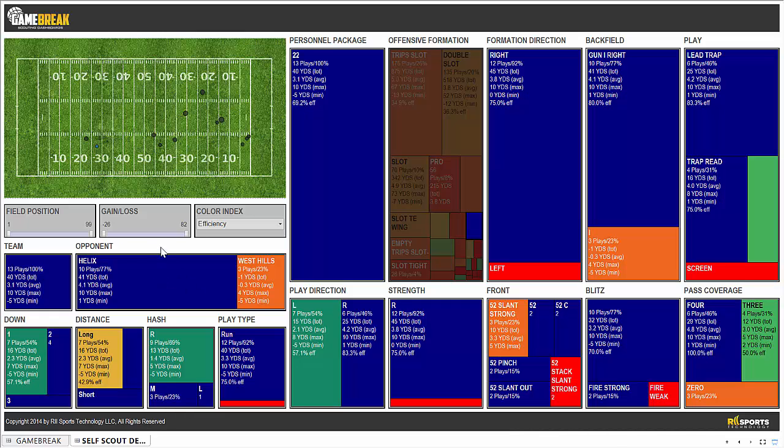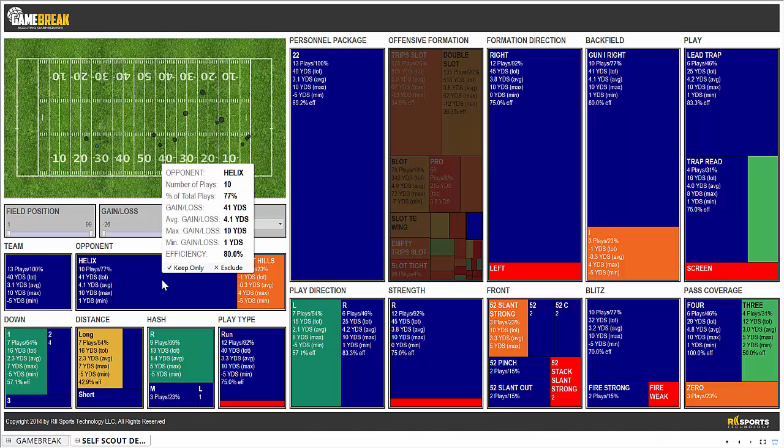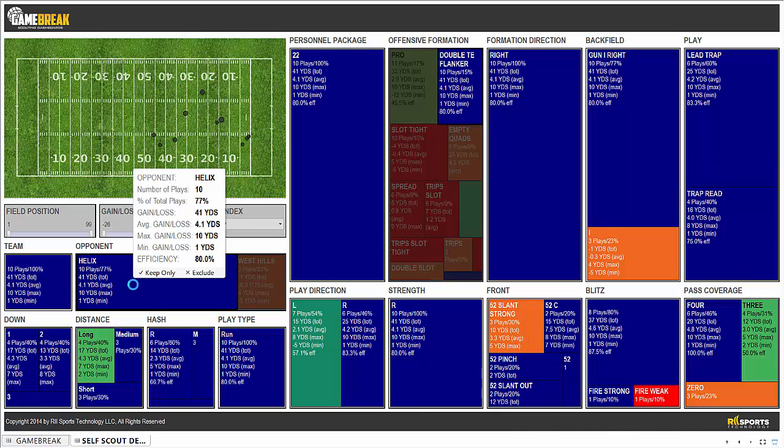Now, I can look and understand a little bit more about what happened and where I might have been successful and where I might not have been as a defensive coordinator. Looking at this now, let's look specifically at this one opponent, at what Helix did to us in this case.